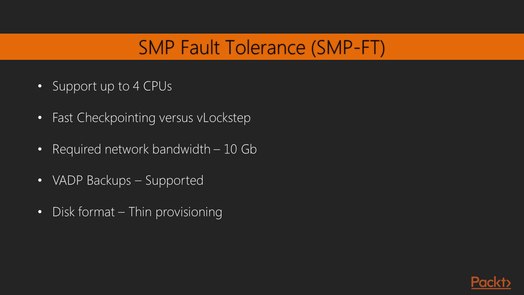Moving very quickly on to SMP fault tolerance, the biggest aspect in version 6.5 was some enhanced DRS integration, but even in version 6.0, support for 4 CPUs and 64 gigabytes of RAM per FT VM. A new technology called fast checkpointing is used.